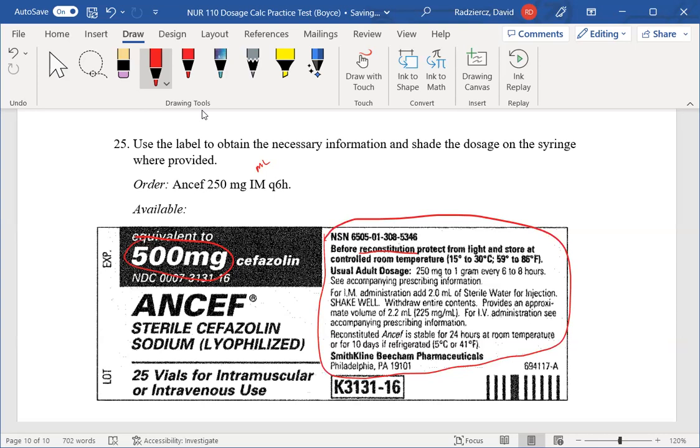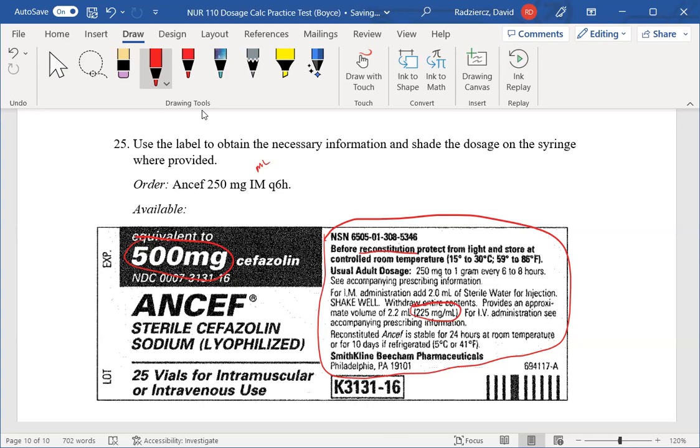What is the strength that we're going to use for this medication? It's 225 mgs per milliliter. But I have a question about that. Yeah, go ahead. I know it says administration at 2.0 mLs of sterile water for injection. Would we have to add that at all to our ending answer?